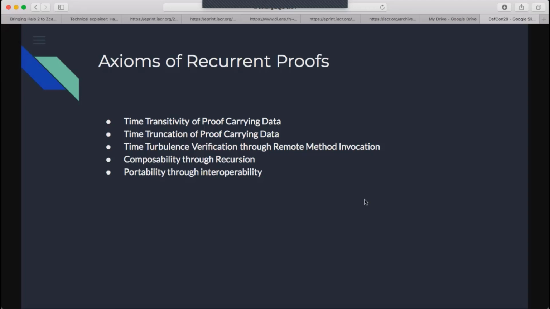And recurrent proof systems will be composable. So we want to use them in a multi-party computation setting. And then they will be made portable through interoperability between proof systems. That's the long-term roadmap. The initial roadmap is to achieve time transitivity in proof carrying data, and then time truncation and time turbulence verification. This will become clear to you when you see the solution architecture.